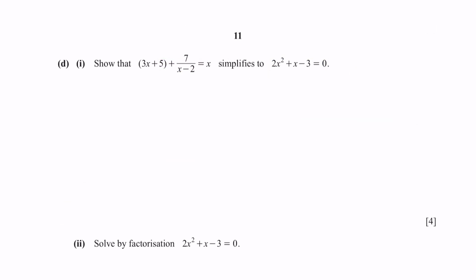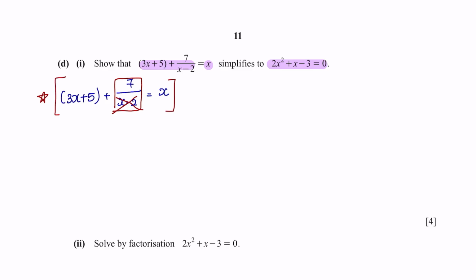Next, question D, part 1. Show that this equation is equal to x simplifies to this equation. Since we have a fraction over here, the first thing we're going to do is change this equation into a linear equation, meaning that we're going to get rid of the denominator. To do that, we can multiply the entire equation with the denominator, which is x minus 2.